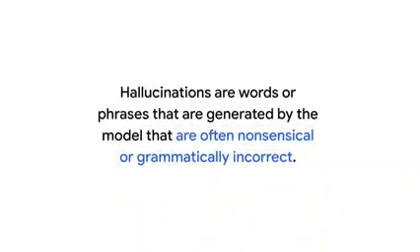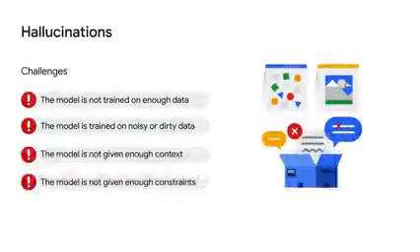In transformers, hallucinations are words or phrases that are generated by the model that are often nonsensical or grammatically incorrect. Hallucinations can be caused by a number of factors, including the model is not trained on enough data, or the model is trained on noisy or dirty data, or the model is not given enough context, or the model is not given enough constraints. Hallucinations can be a problem for transformers because they can make the output text difficult to understand. They can also make the model more likely to generate incorrect or misleading information.